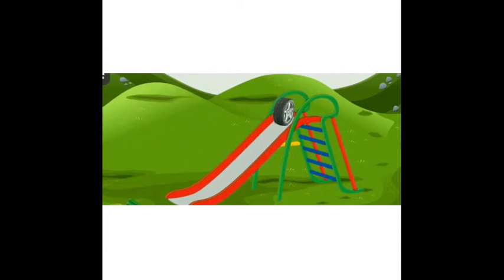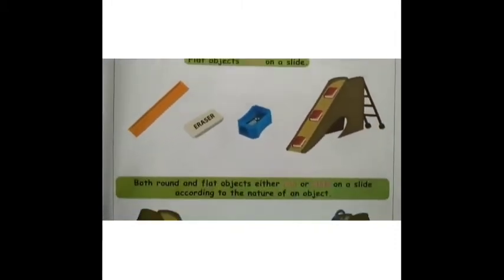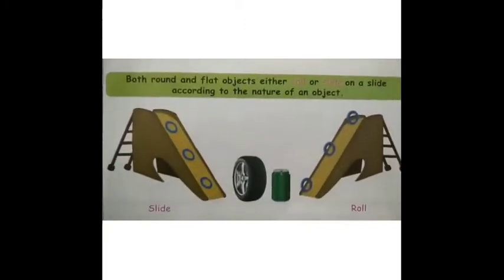Dear friends, in this position, will the tire roll or slide? The round shape of the tire is on the slide, so it will roll. Am I right, friend? Of course, friend, you are right. By the same way, you have to identify the shape of objects around us, and then you have to guess whether they slide or roll. Children, do you understand now? Which objects can roll and which objects can slide?